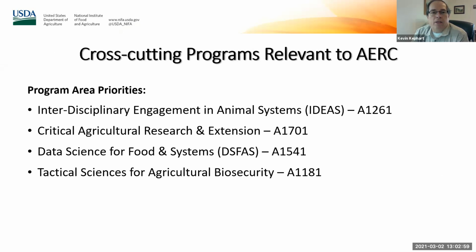And then AERC also has a lot of effort and involvement in several cross-cutting programs. And you'll learn also about these interdisciplinary or multidisciplinary programs that we have within AFRI. First of all, there's A1261, which is the interdisciplinary engagement in animal systems. Secondly, critical agricultural research and extension, or A1701. You'll hear a lot later on today about data science for food and agricultural systems. That's A1541. And then finally, tactical sciences for agricultural biosecurity. So that, in essence, is what the presentation will encompass today. Well, let's go on to the next slide.